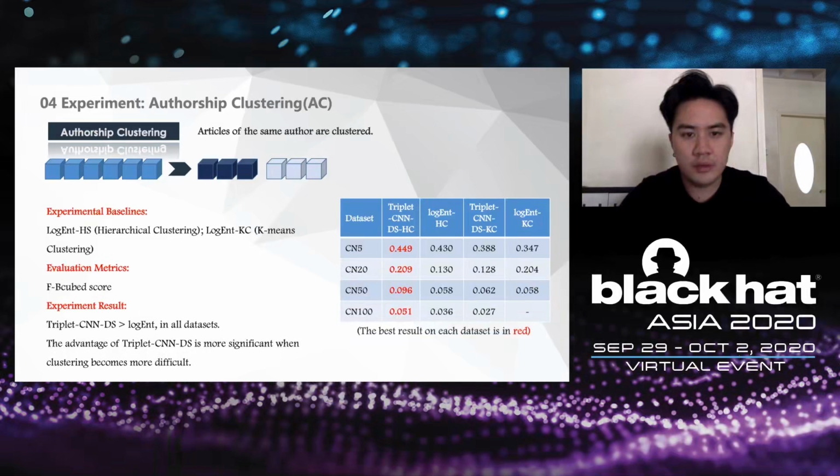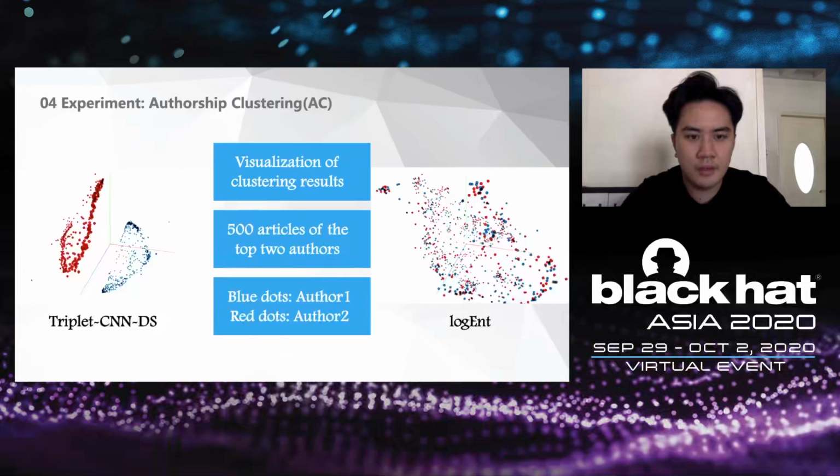Here is a graph that visualizes the clustering result on 500 articles of the top 2 authors. Blue dots and red dots represent the different authors. You can see our method produced a distinct spatial separation, while LogInt generates a more chaotic image. And that's the end of our experiment.